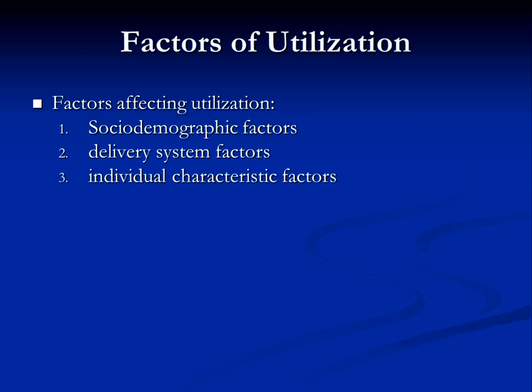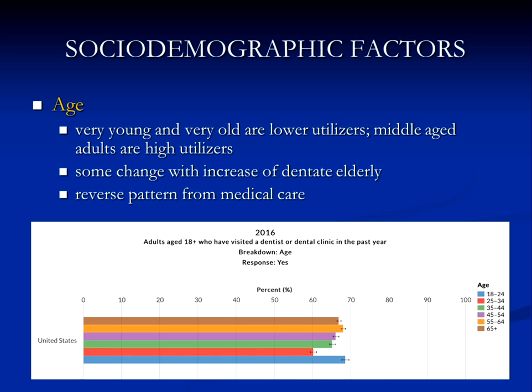But we're also going to talk about delivery system factors. So how the dental system is set up, how does that impact an individual in terms of utilizing dental services. And then we're going to finish that up by talking about individual characteristics and how that impacts utilization as well. So let's first start off with socio-demographic factors.